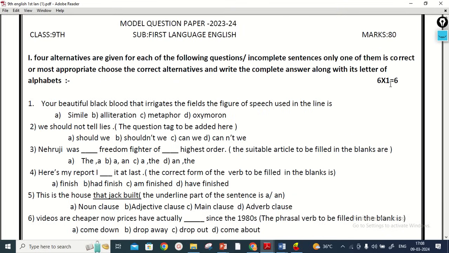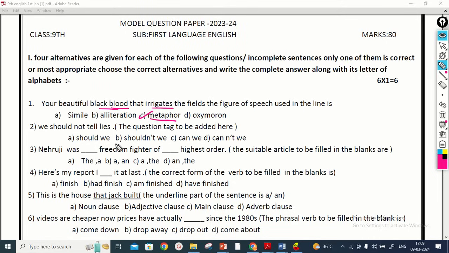So students, starting from the first question, we are answering this one. I will give you the key answer for this one. The first question is: Your beautiful black blood that irrigates the field, the figure of speech used in this line. Here they are explaining the black blood that irrigates the field. Is it any blood that irrigates the field? But he is comparing the blood to water. So it is a metaphor. Here he compares the black blood that is irrigating the field, therefore it is a metaphor. Option C is the correct answer.